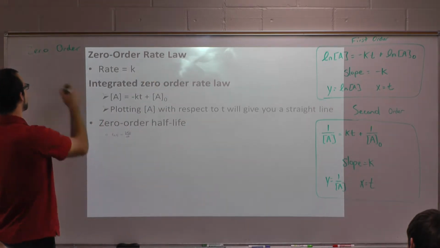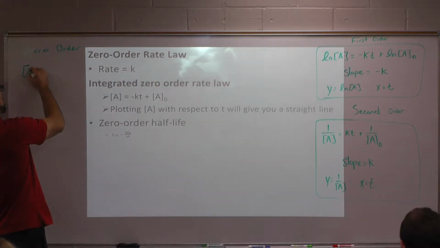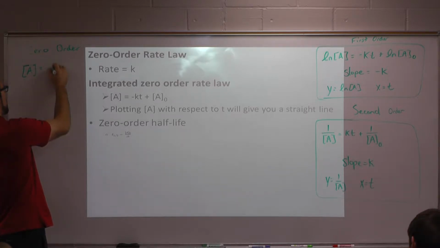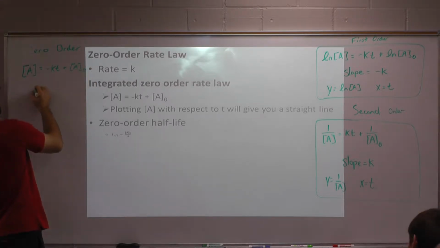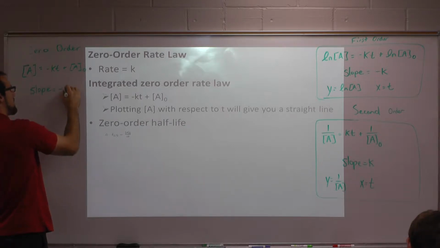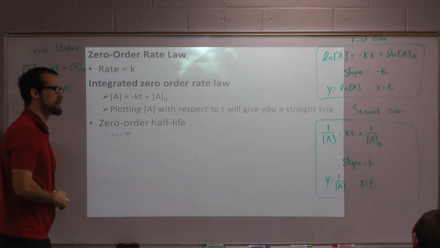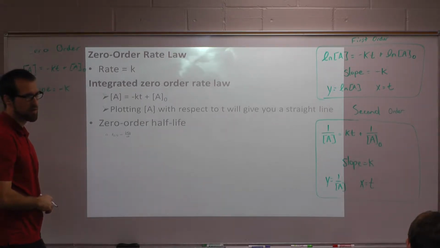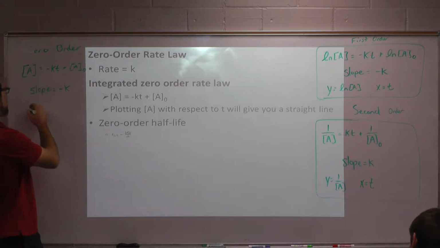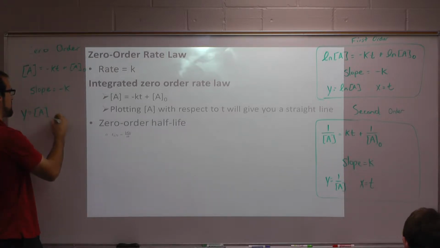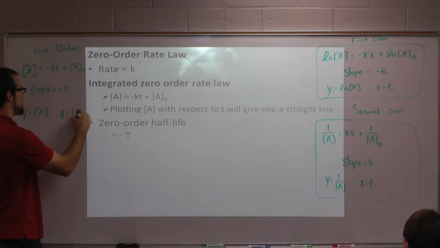Okay, so now here's our integrated rate law, which we get from integration and calculus. Your slope now is again negative k, but you have to take the opposite of that to get your constant. Your y is just the straight concentration, which makes that real easy, and your x is still time.